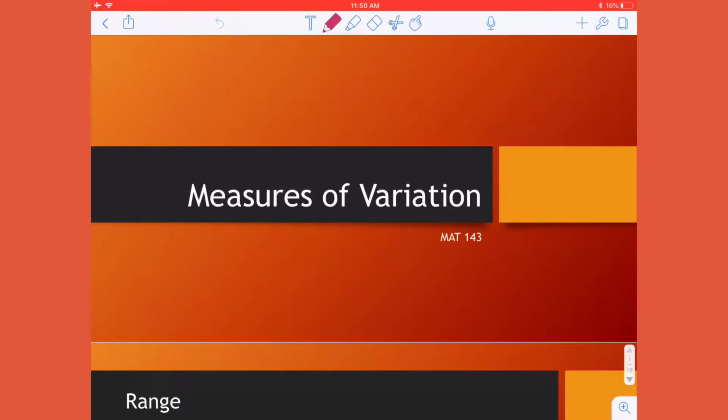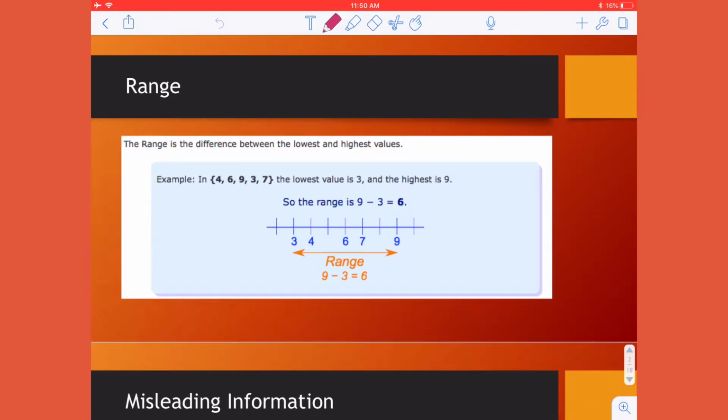Students, the purpose of this video is to get you comfortable with measures of variation. The very first measure of variation is the range. The range is simply the difference between the lowest and highest values.